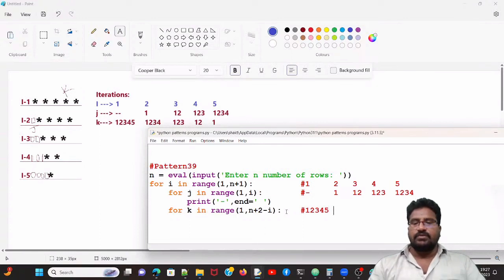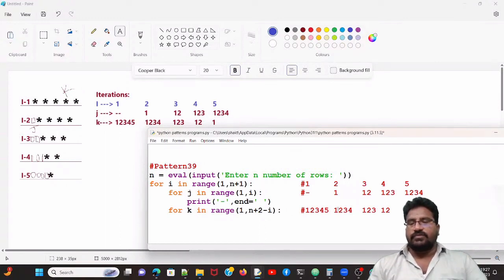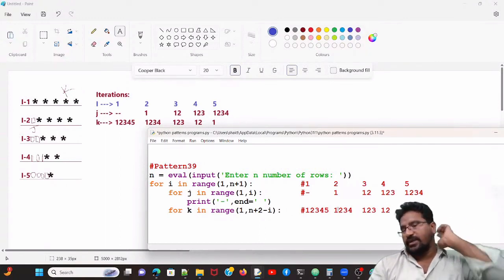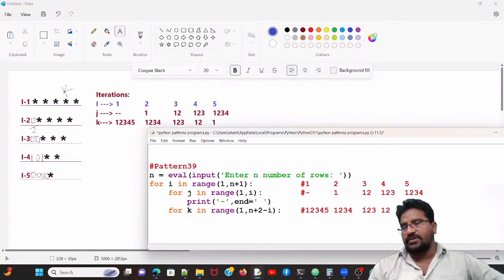Next, when i value is 2, n plus 2, 5 plus 2, 7. 7 minus 2, 5. 5 before 4, so 4 times iterate: 1, 2, 3, 4. Next, when i value is 3, only 3 times iterates. When i value is 4, only 2 times, and when i value is 5, only 1 time. So first 5 times, then 4 times, then 3 times, then 2 times, then 1 time iterating.